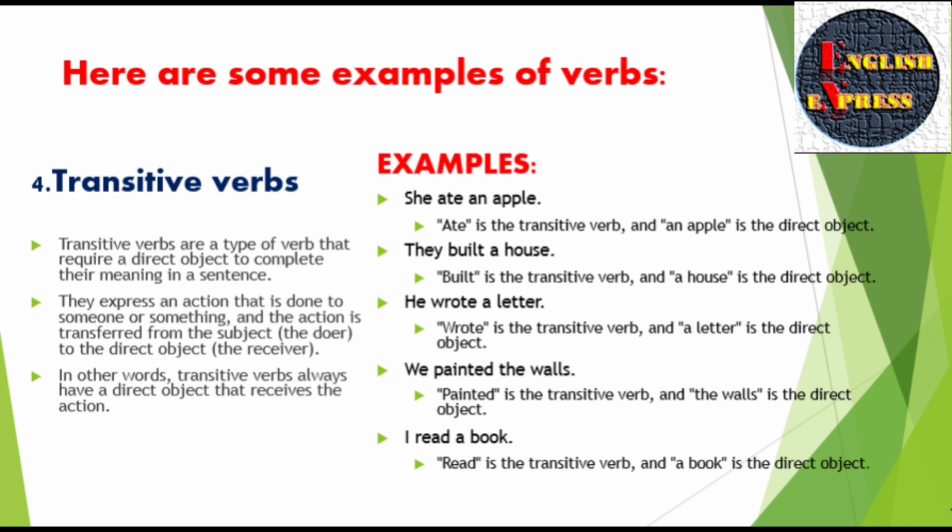First one is she ate an apple. Ate is a transitive verb and apple is the direct object. Second one, they built a house. Built is the transitive verb and a house is the direct object. So, he wrote a letter. Wrote is a transitive verb and letter is the direct object.